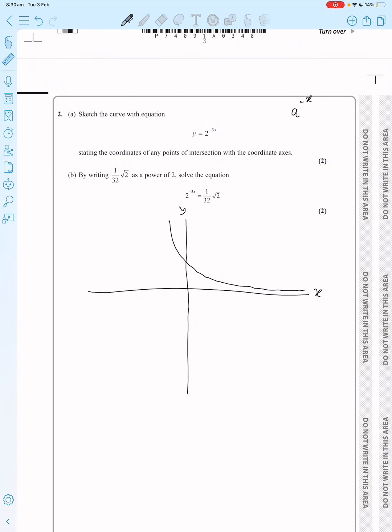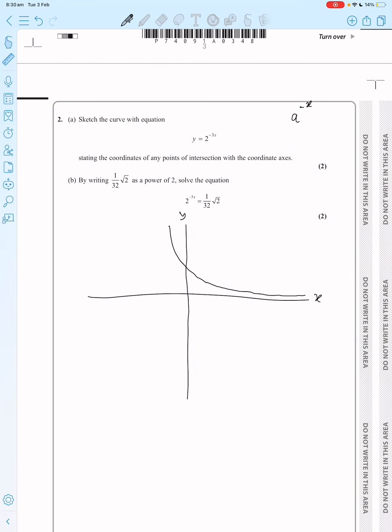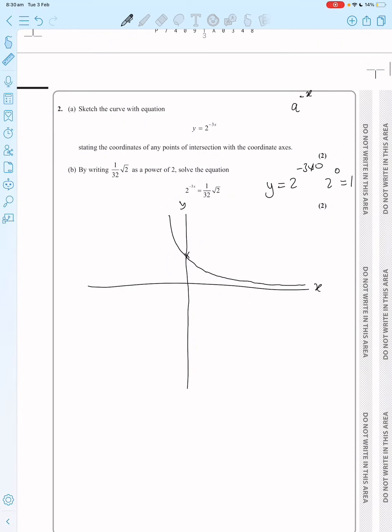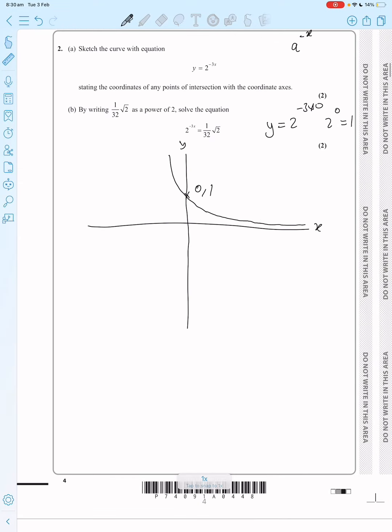The next thing they wanted us to show was any points of intersection with the axis. So when x is equal to 0, y is equal to 2 to the minus 3 times 0. 2 to the 0 is just 1. So this would be (0, 1). So that's my sketch. B says, by writing 1 over 32 root 2 as a power of 2, solve the equation which is given.